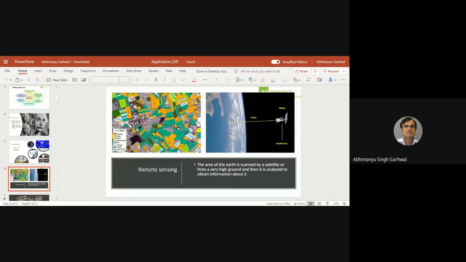Remote sensing is a very interesting area where an area of the Earth is scanned by a satellite from very high above the ground, and then it is analyzed to obtain information about it. So you can see in the picture, almost 770 kilometers up, moving around 24,000 kilometers per hour, it is capturing images at a very fast rate. As a result, we get some ground information, and then we apply some image processing technique to get the information about the field area, like where is the potato, maize, barley, oilseed rape, wheat, sugar beets, with different color schemes.